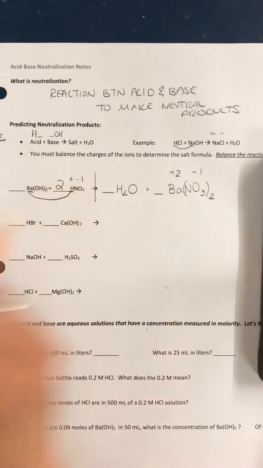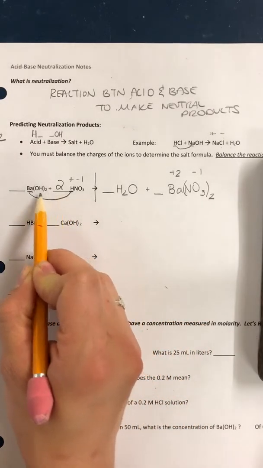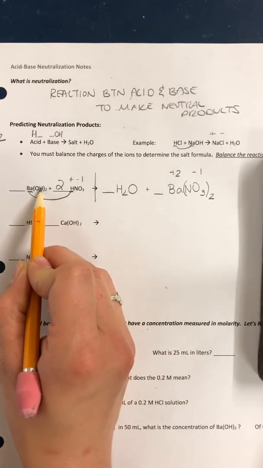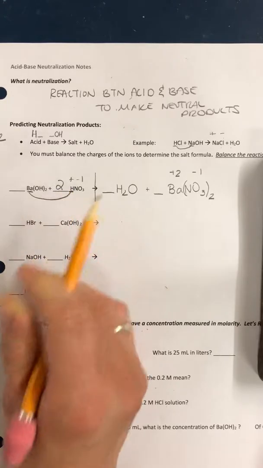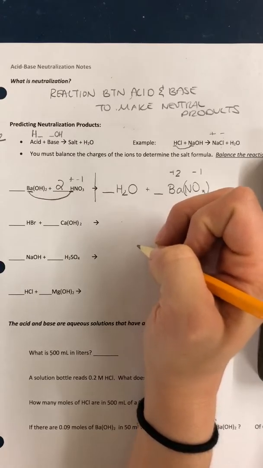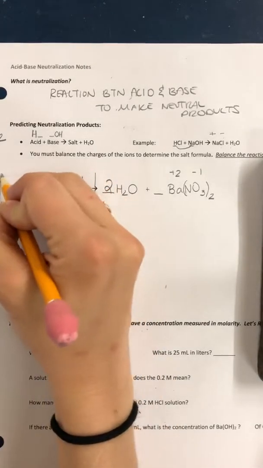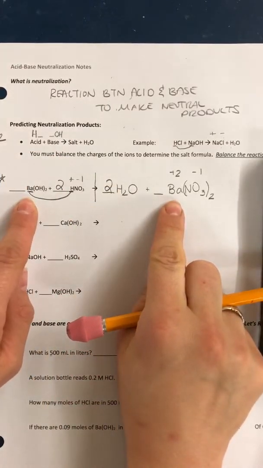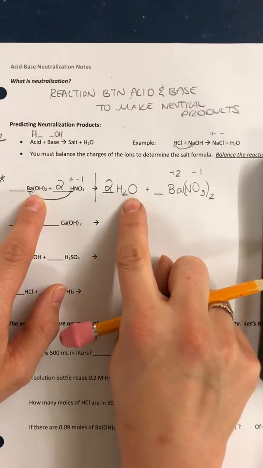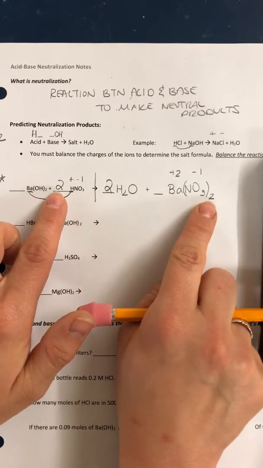Now to figure out my hydrogens, I have them in 2 different compounds. I have 2 hydrogens in this compound and another 2 here. That makes 4 total hydrogens on the left side. So in order to get 4 hydrogens on the right side of my equation, I'm going to need 2 sets of waters, because 2 sets of 2 will give me 4 hydrogens. And now this reaction should be completely balanced. We have 1 barium on both sides, we have 1 oxygen on both sides, we have 4 hydrogens on both sides, and we have 2 nitrates on both sides.